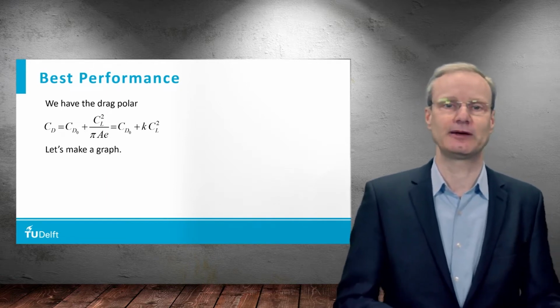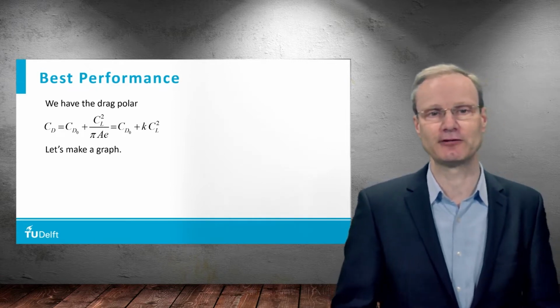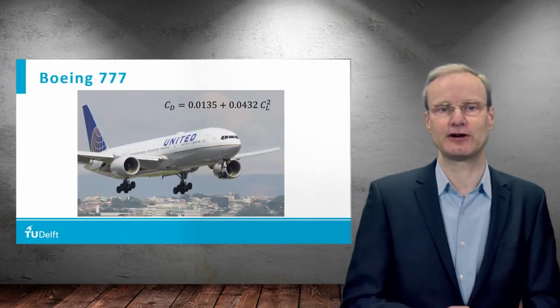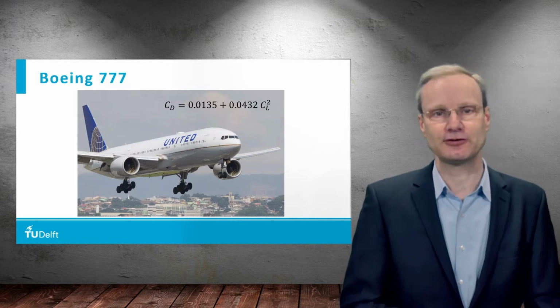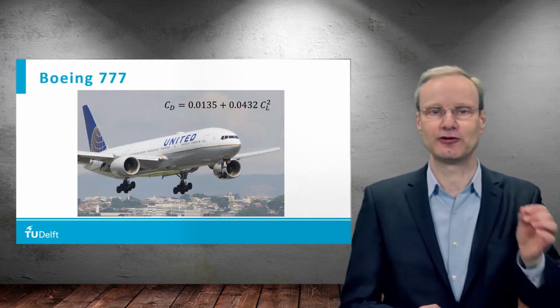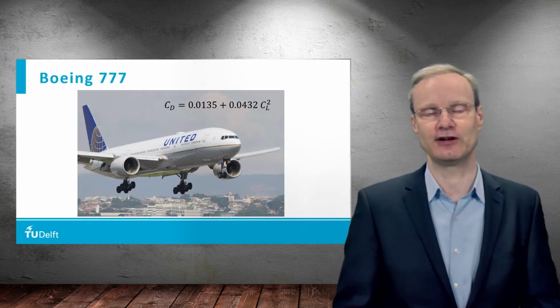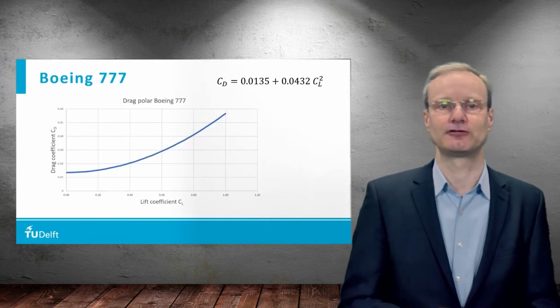Now let's make a graph of this, because that's very handy to see. I like to make graphs, so I advise you also make graphs, because then you get more insight. And for this graph, we're going to take the Boeing 777. In the literature, I found the value for the drag polar: CD equals 0.0135 plus 0.0432 CL squared. I want to make a graph of that. This is how the graph looks.